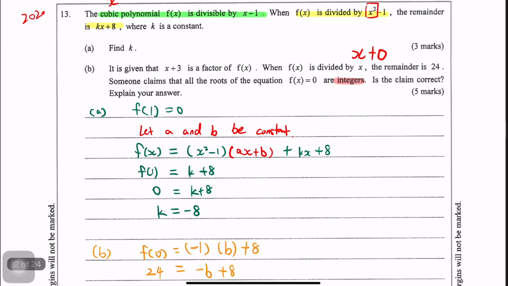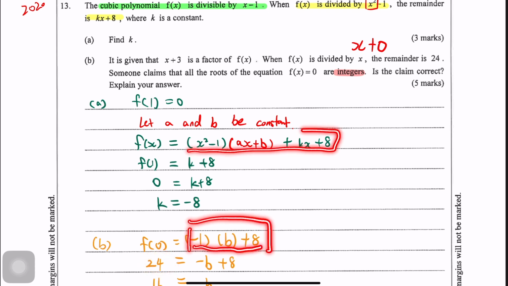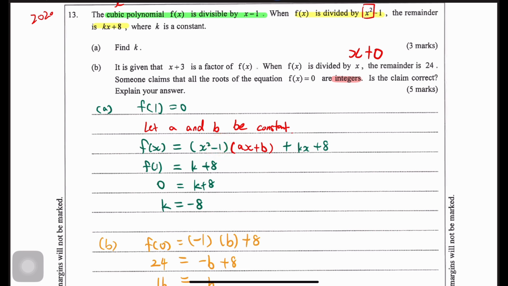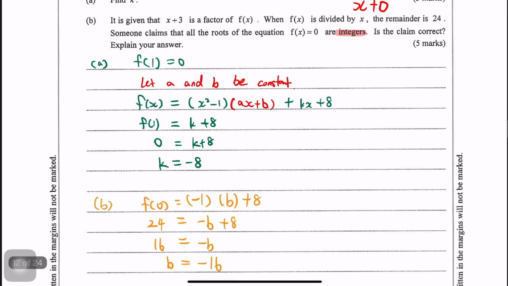So the first line of part B is f(0), and then we have the remainder 24. Then you put in the formula we formed ourselves, and substitute x equals 0. You will have -1 times b, and because x equals 0, this term disappears, plus 8. So you calculate b equals -16.